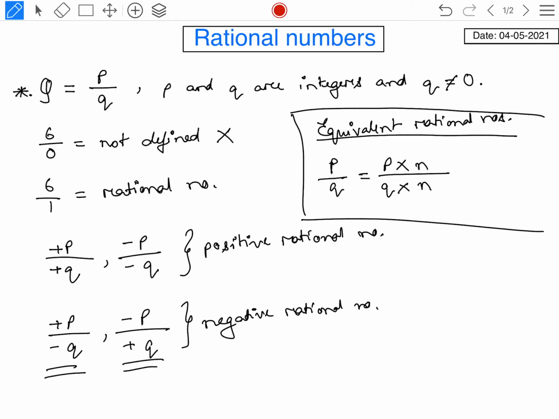Understood? You cannot multiply it by 0. Then we studied about standard form of rational number. Standard form of rational number means dividing both P and Q by the HCF of P and Q. Okay? So in a previous class we studied all about this. So this was your quick revision. Then let us move on to today's topic.